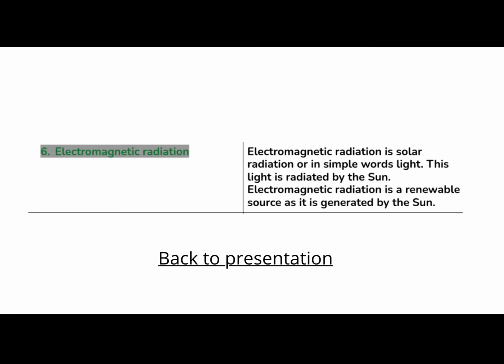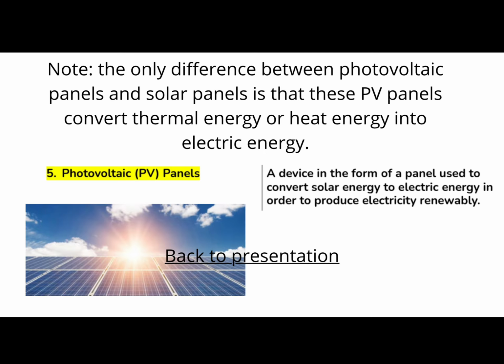Electromagnetic radiation is solar radiation, or in simple words, light. This light is radiated by the sun. Electromagnetic radiation is a renewable resource as it is gathered from the sun. So basically, in simple words, electromagnetic radiation or energy is a renewable resource which converts sunlight into energy. Even more easy, it's sunlight. Moving on to photovoltaic panels.